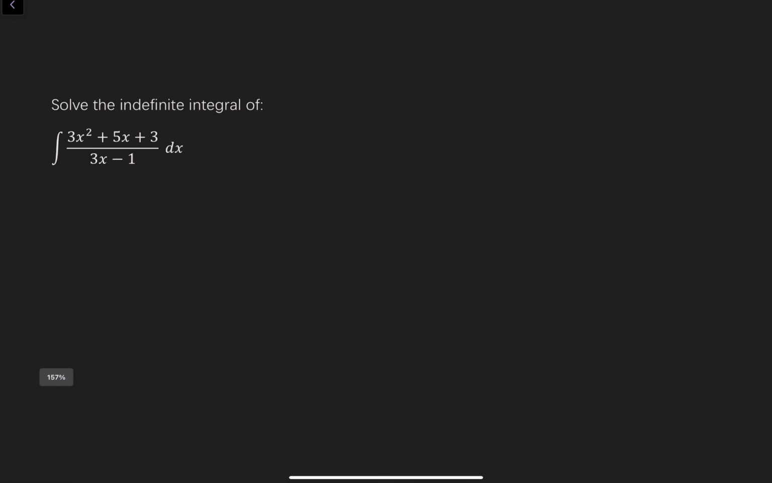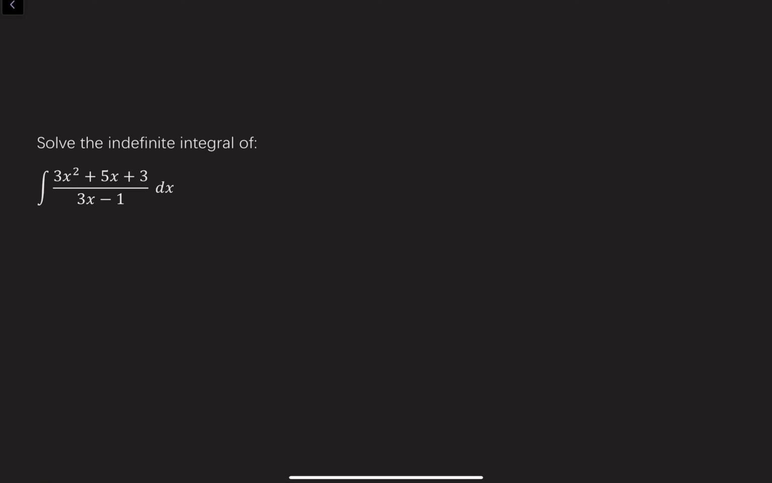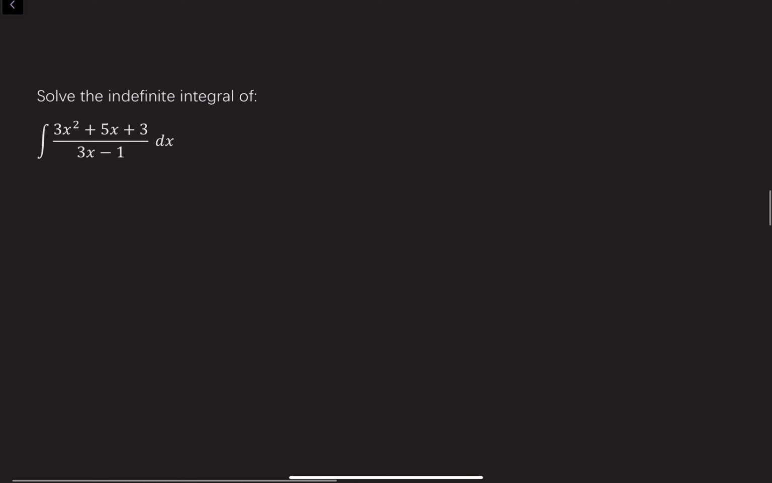Now, here's the fourth problem. We need to calculate this indefinite integral of 3x squared plus 5x plus 3 divided by 3x minus 1. You should first try to simplify this, but we do see here that there is a minus sign in the denominator and all positive signs in the numerator, which means that we cannot factor this. So we're using something called long division to evaluate this. We're going to divide the expression 3x squared plus 5x plus 3 by 3x minus 1.